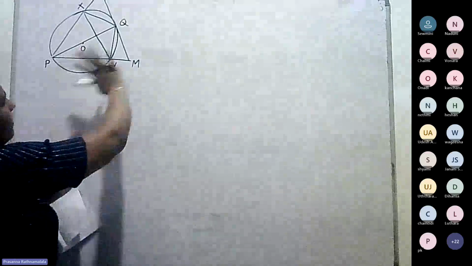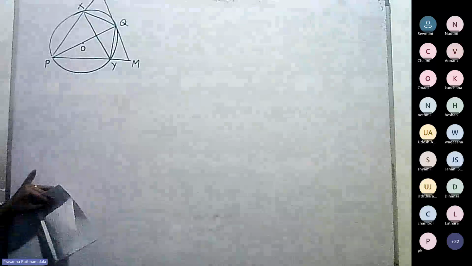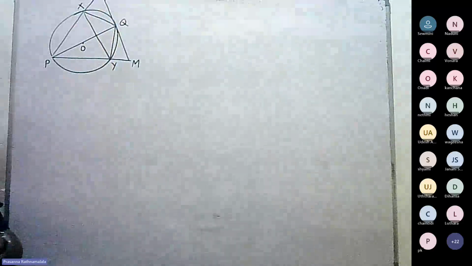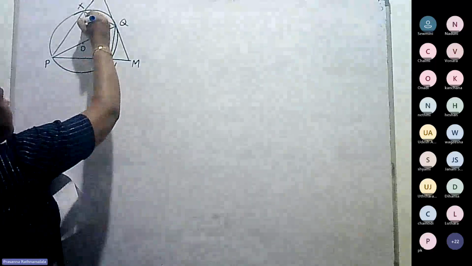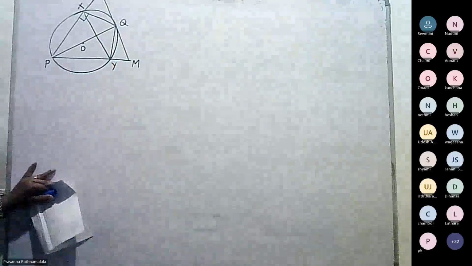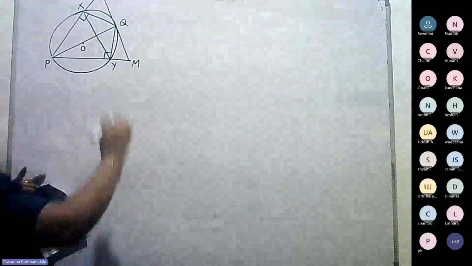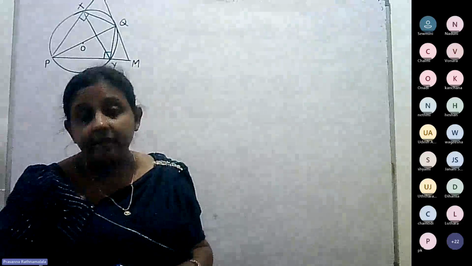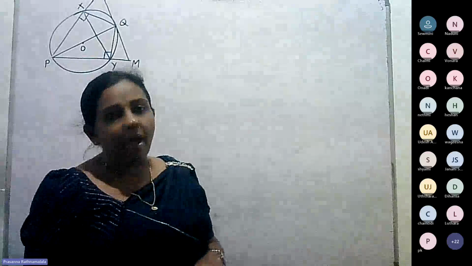Now we know that. Now let's start this. PQ is a diameter. And PXQ, that is the angle subtended at the semicircle. PYQ, the angle subtended at the semicircle, that is 90. You know that the angle subtended at the semicircle is a right angle.